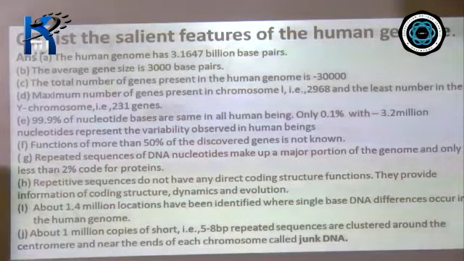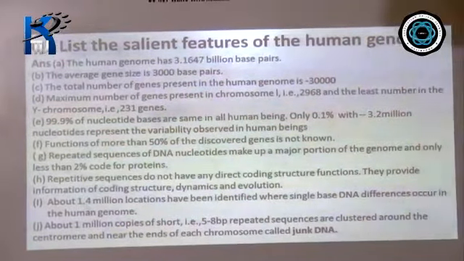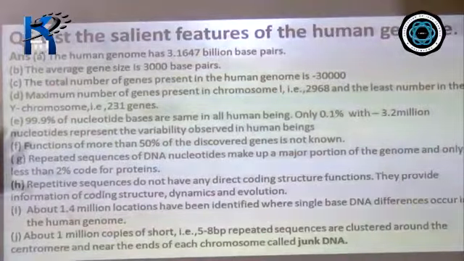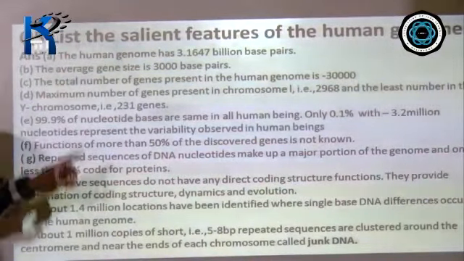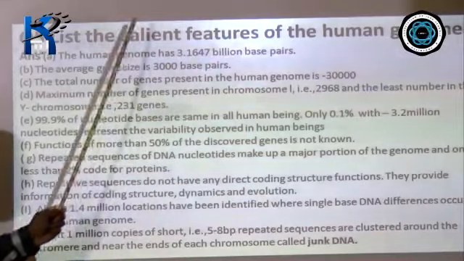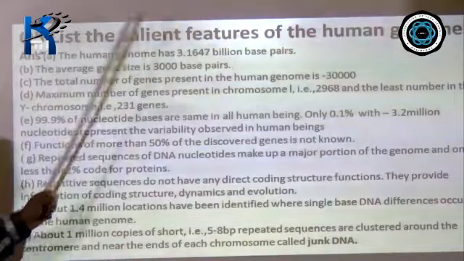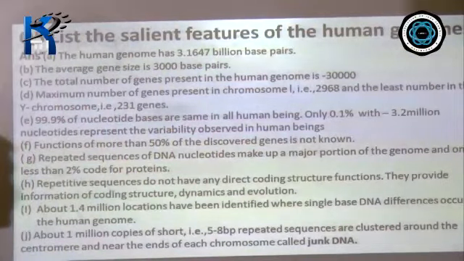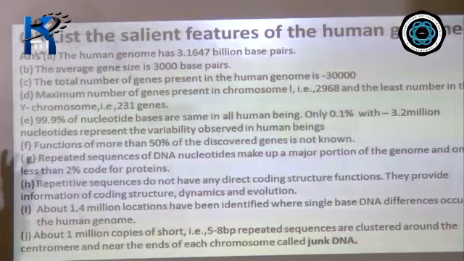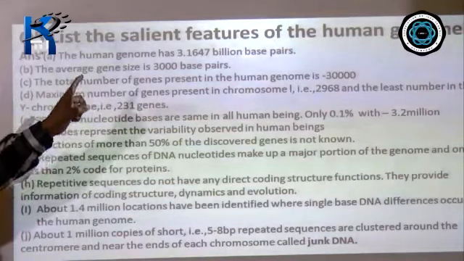Next one, list the salient features of the human genome. Now you see this word, salient features. What do you mean by it? List the characteristic features. You must have come across certain questions where there is a characteristic feature, list the characteristic, list the salient features. Now what do you mean by salient features?